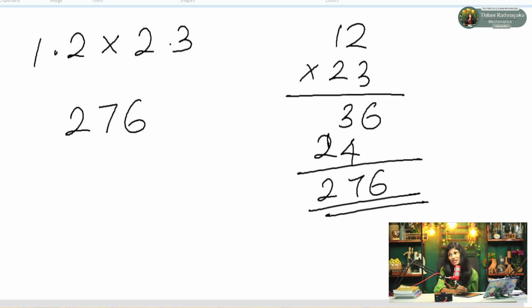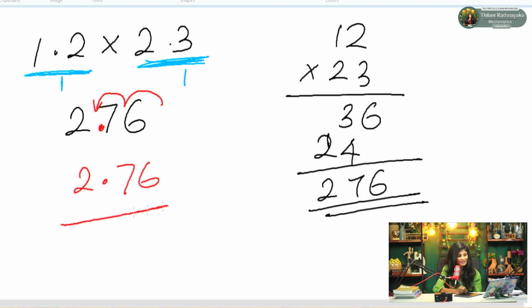No, we have to keep the decimal places. In this number, how many decimal places do we have? 1. In this number, how many decimal places do we have? 1. So all together in this final question, how many decimal places are there? Yes, there are 2 decimal places. So we have to take the decimal place 2 places forward. Okay, from here 1, 2. So this is the answer. 2.76 is our final answer. That's very easy.